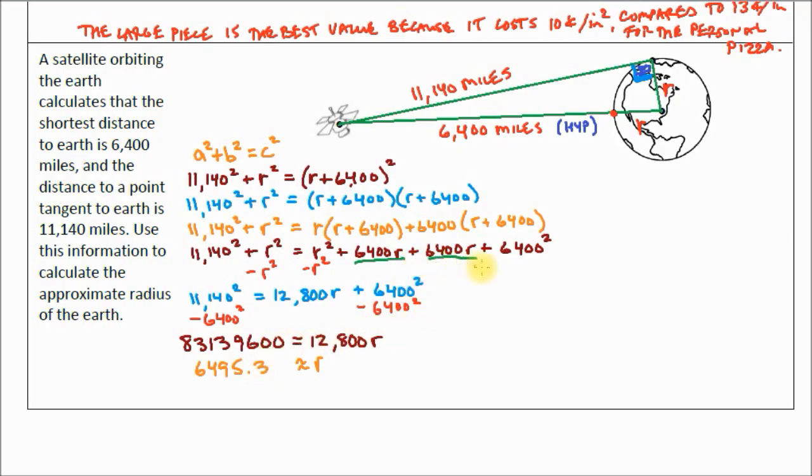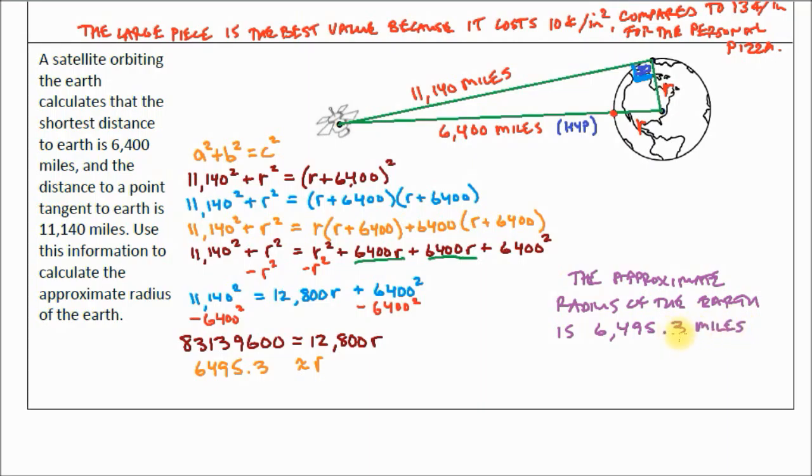6495.3. So our final answer is the approximate radius of the Earth is 6,495.3 miles. And I can tell you that's actually pretty darn accurate, pretty close to the actual radius of the Earth.